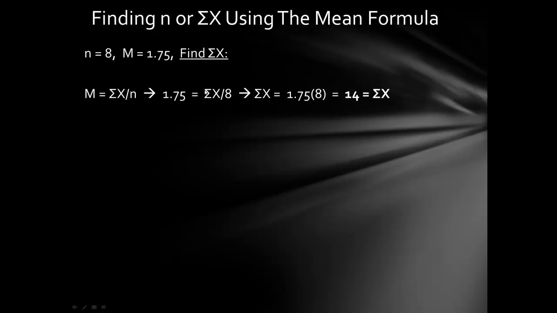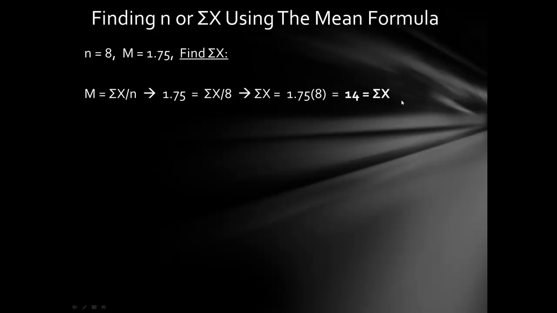Well, now we are trying to isolate the sum of x by itself so that we have something that looks like sum of x equals whatever it is. So if we multiply both sides of this equation, both sides of the equal sign, by 8, then we end up with the sum of x equals 1.75 times 8. And 1.75 times 8 is 14, and that is our sum of x.